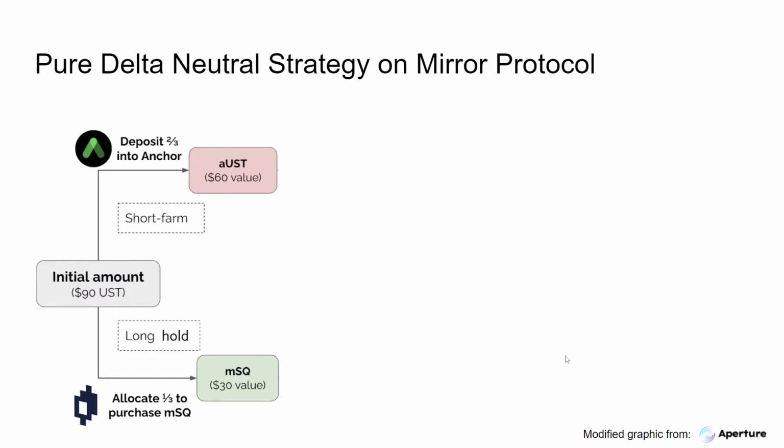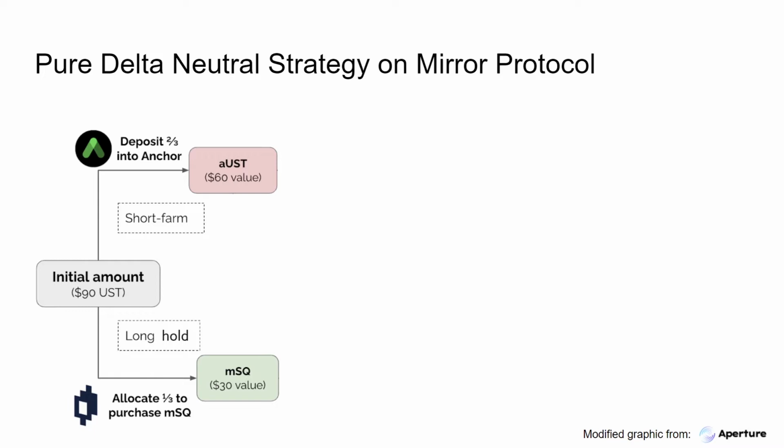Okay, so let's go through the first pure delta neutral strategy on the Mirror protocol. And just to reiterate, this is a pure delta neutral strategy, meaning the long and short positions will always cancel out, and the price action of the underlying asset does not matter in this case. This is a graphic that I modified from Aperture Finance, which is an automated strategy protocol on the Terra network initially. I'll be doing a later video on them as well.